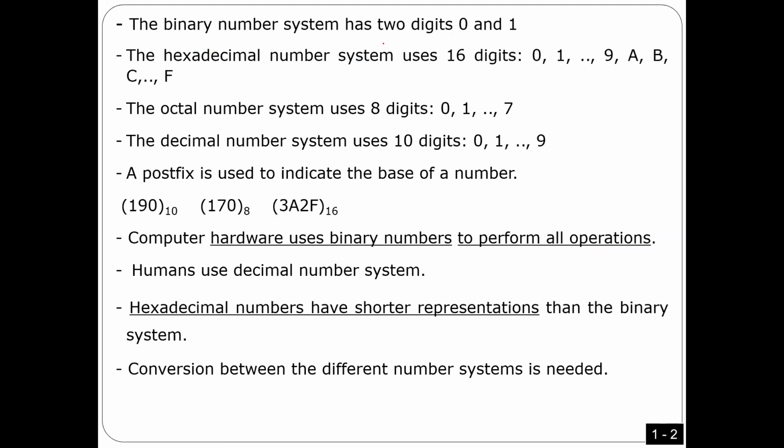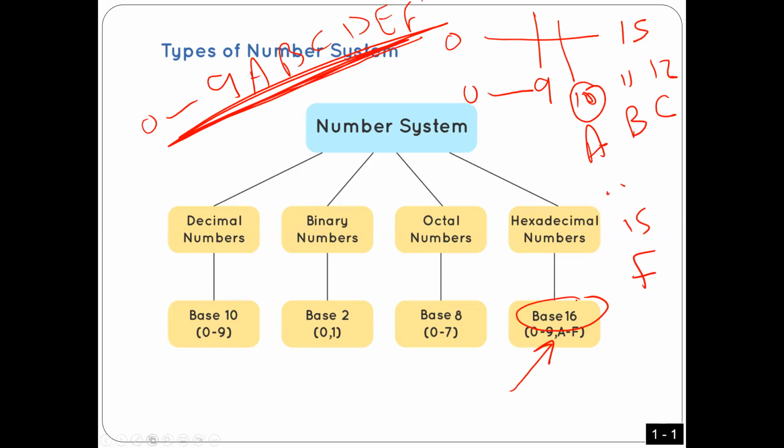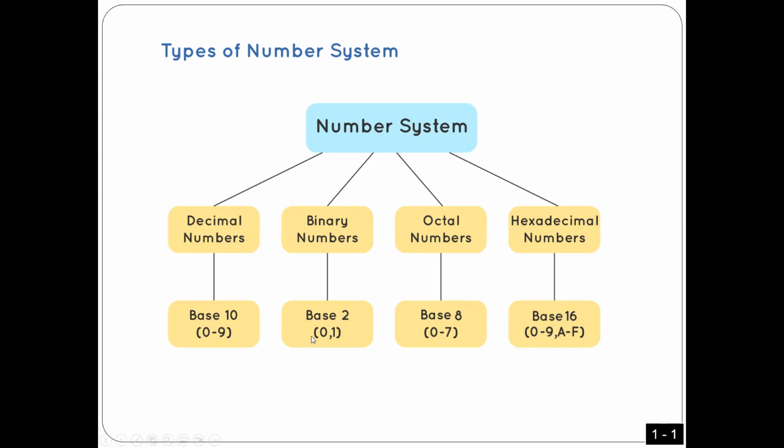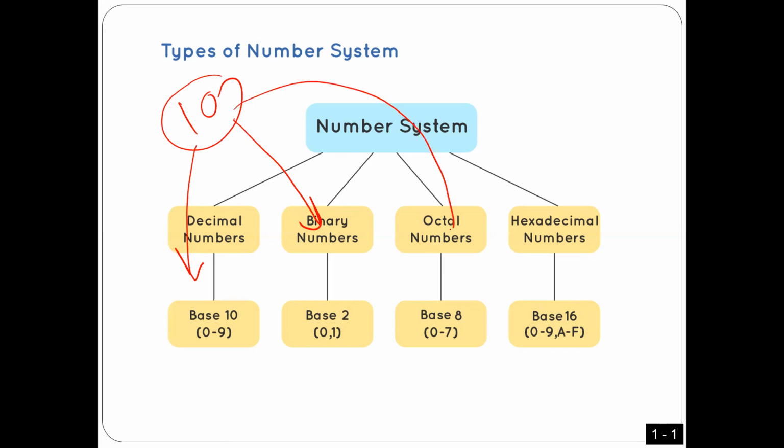Now, one of the things we should understand is, for example, if I tell you 10, this number is a valid number for decimal, which means 10. This is a valid number for binary, which means, as I'm going to explain later, this is 2. This one is valid for octal, which means 8. This one is valid here, means 16.